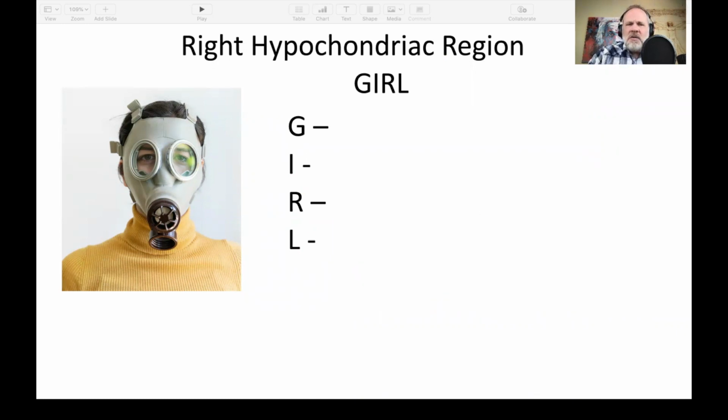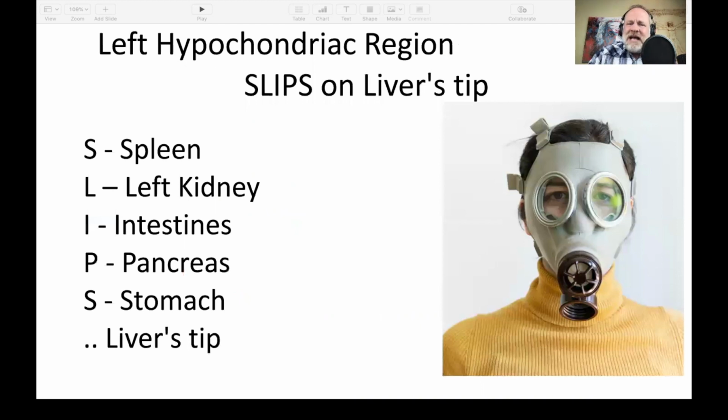Now let's go to the rest of the story. Girl slips on liver's tip. Well, what could that mean? So we go to the other side of the hypochondriac region. Slips. Spleen, left kidney, intestines, pancreas, stomach, and then at the end, liver's tip. Girl slips on liver's tip. That is the left and right side of the hypochondriac region.